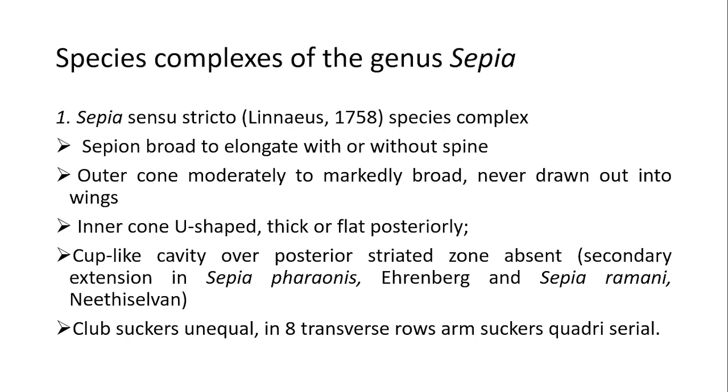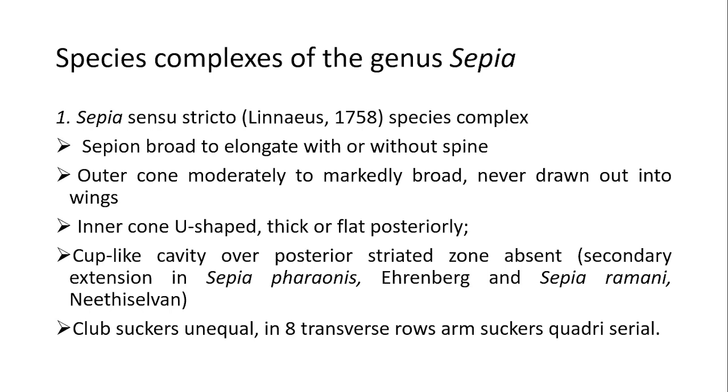In the genus Sepia, it is classified into 6 complexes around the world. In India, generally three complexes are majorly dominant: Sepia sensu stricto, Doratosepion, and Acanthosepion complexes. These are the main complexes which dominate in India. Here, I am going to explain the 6 complexes individually.